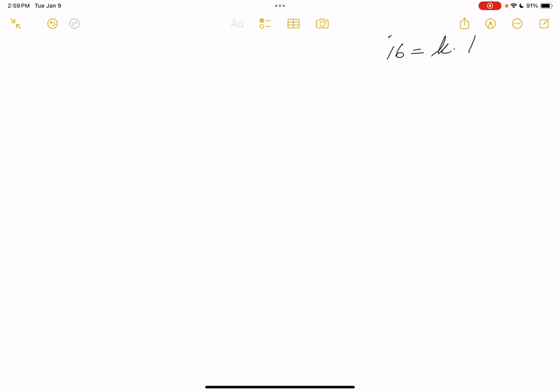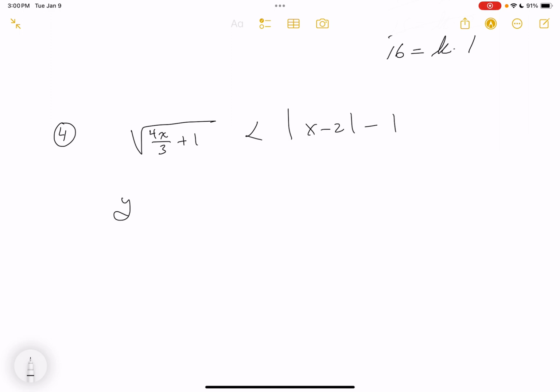and I want to graph them separately. And this is problem number 4. And let me write this down for you. This is going to be the root of 4x over 3 plus 1 less than the absolute value of x minus 2 minus 1. And what I want to do is graph two things out.